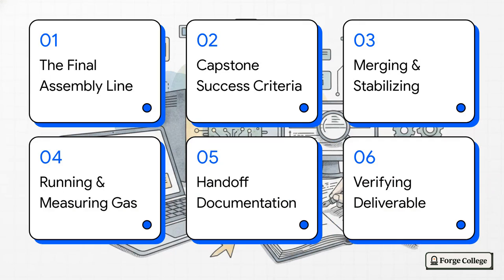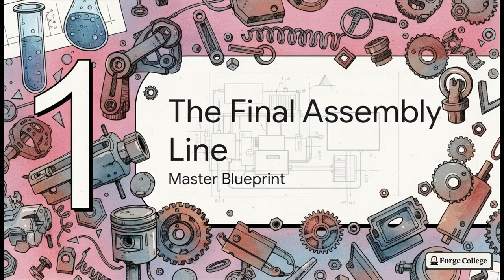Here's the blueprint for today's build. We're going to hit the final assembly line, defining capstone success criteria, merging and stabilizing tests, running tests and measuring gas, documenting for the handoff, and finally, verifying the final deliverable. Let's get to work. Section 1. The final assembly line. Building the master blueprint.